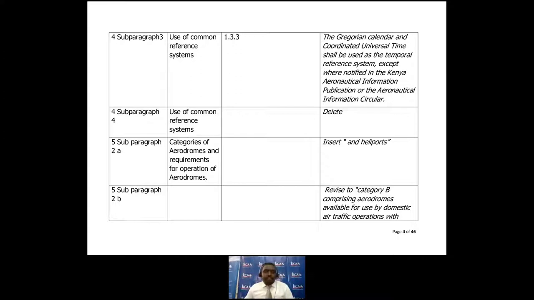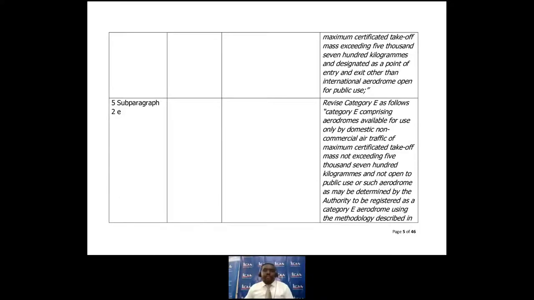Then on regulation 5, sub paragraph 2B, we revised the category B aerodromes to indicate that it comprises aerodromes available for use by domestic air traffic operation with maximum certificated takeoff mass exceeding 5,700, and it's also designated as a point of entry and exit other than international aerodrome open for public use. Then as subregulation 5, subregulation 2E, we revised the category E to read as comprising aerodrome available for use only by domestic non-commercial air traffic of maximum certificated takeoff mass not exceeding 5,700, and it's not open to public use.